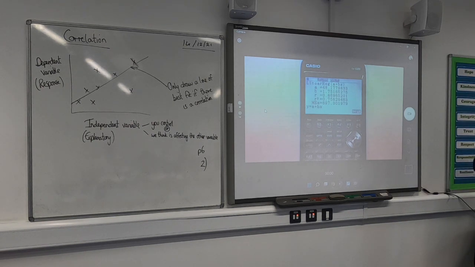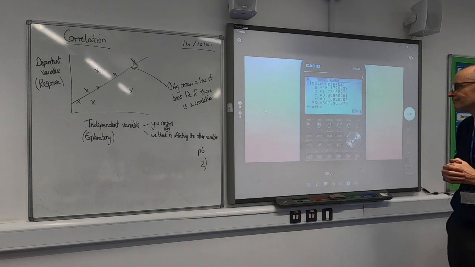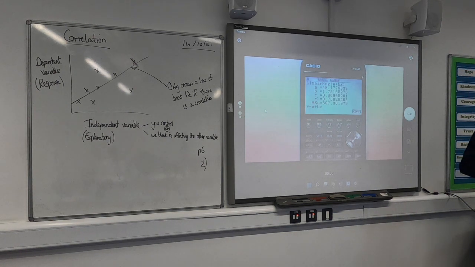Okay? So we've got a value of r which indicates that in this set of data we have a strong positive correlation. That's a big tick in the box. That means we can now go on and draw our line of best fit.